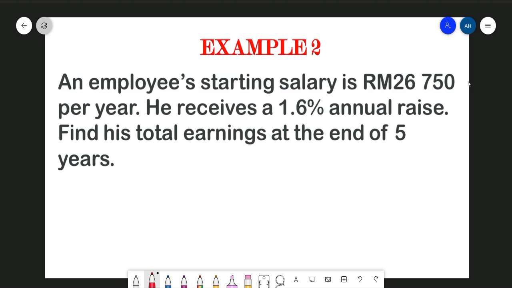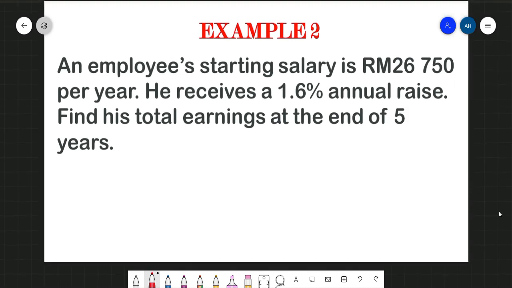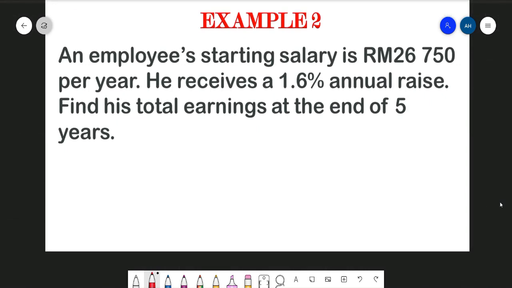Now in this problem we have an employee whose starting salary is 26,750 ringgit per year. He received a 1.6% annual raise. Find his total earnings at the end of 5 years. So we want to find the sum of his earnings during those 5 years. So maybe we have to list down all the earnings according to year.